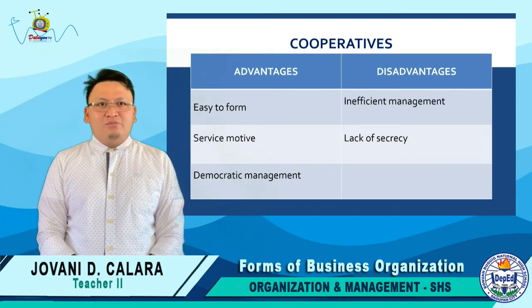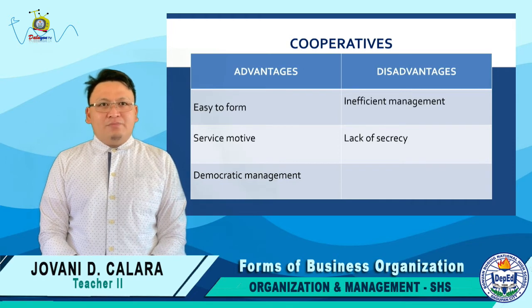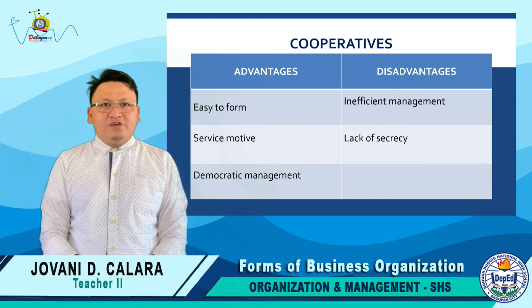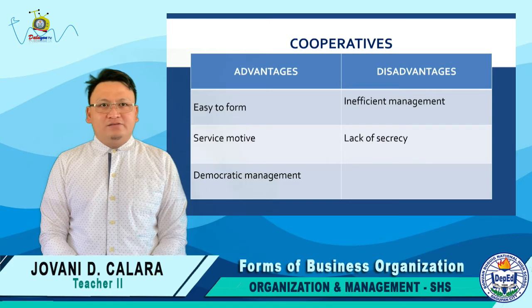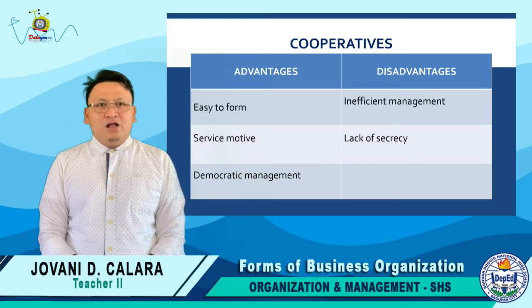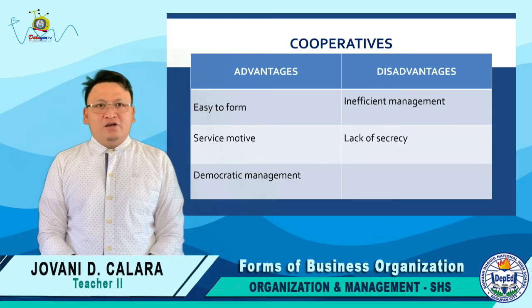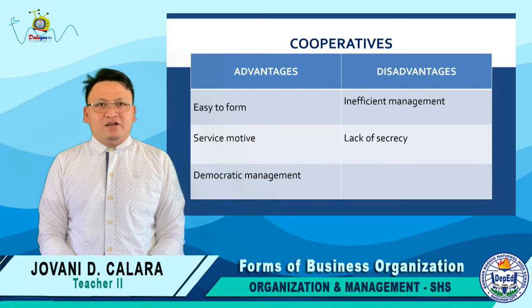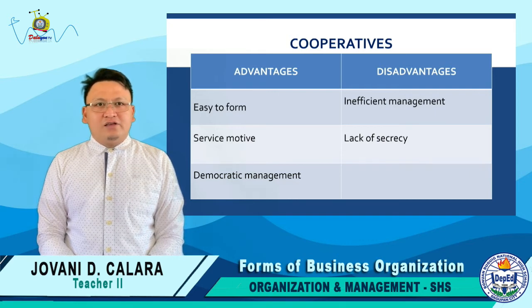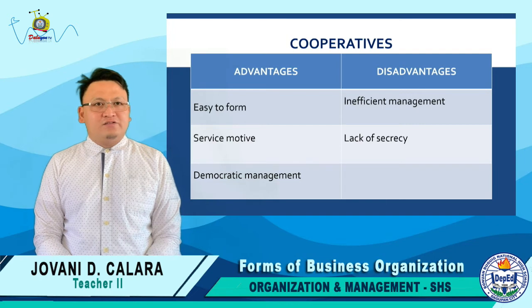Disadvantages. Number 1, inefficient management. Cooperative is managed by the members only. Number 2, lack of secrecy. Cooperative does not maintain secrecy. Affairs of the society are openly discussed in meetings.